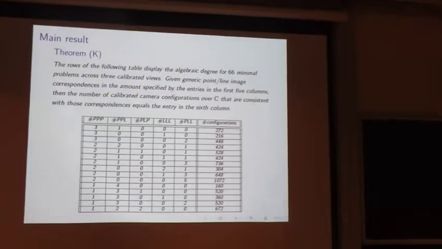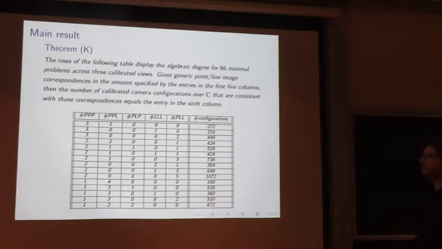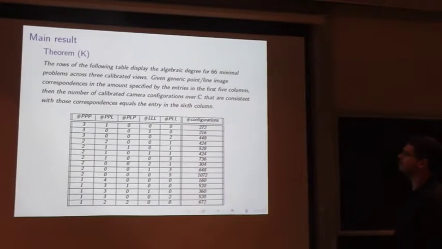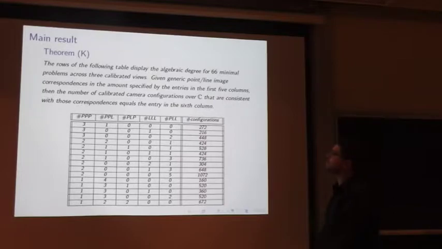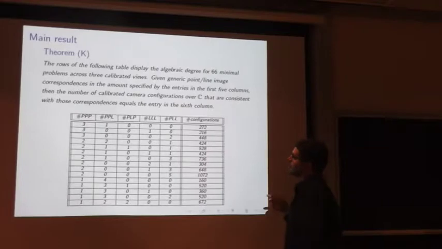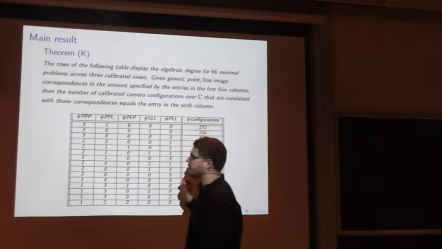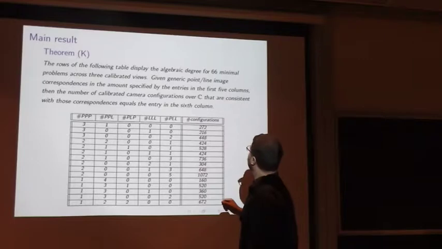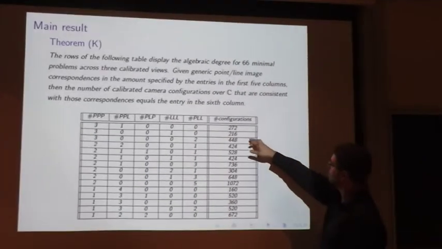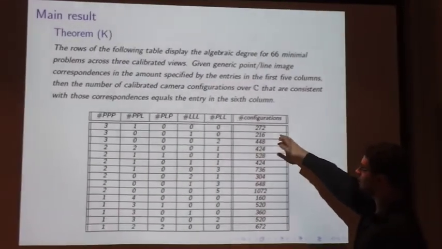So here's the main result. So this is really experimental math here. The rows of the following table display the algebraic degree for 66 minimal problems across 3 calibrated views. So given generic point line image correspondences and the amount specified by the entries in the first 5 columns. So okay, in this column, 3 point matches and 1 point line match. And so on. So then the number of calibrated camera configurations over C that are consistent equals the entry in the 6th column.